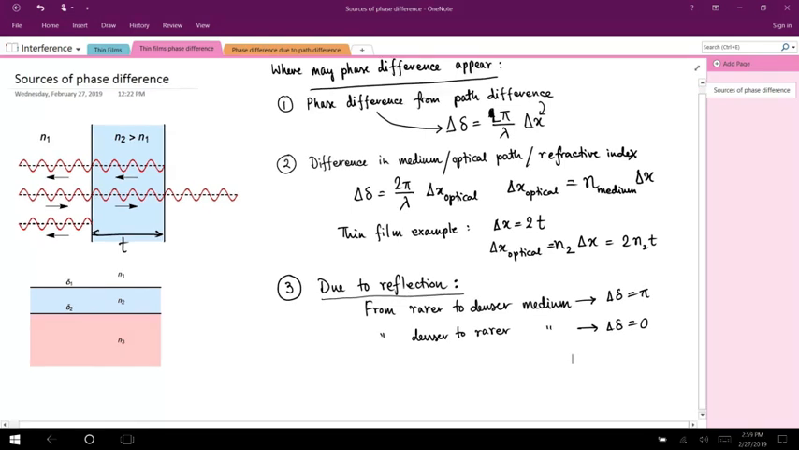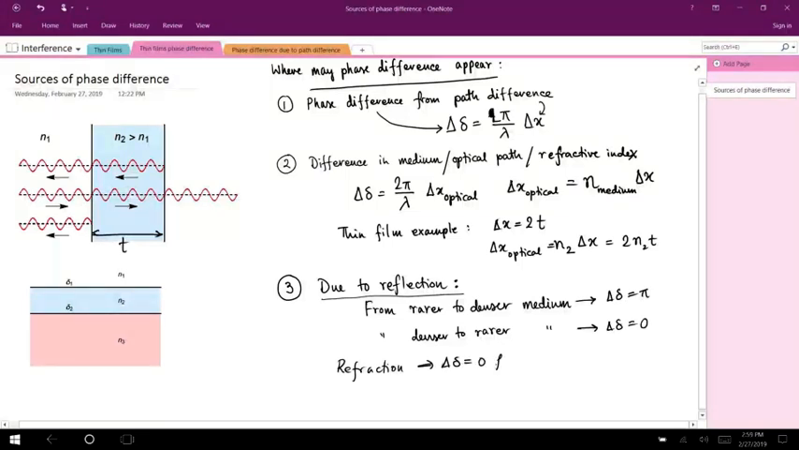So one final thing that I want to mention before moving on to doing problems is that you should know that there are these three conditions for which a phase difference may appear. But what happens for refraction? Well, for refraction, there's never a phase change. So refraction means delta delta, the associated phase change, is 0.